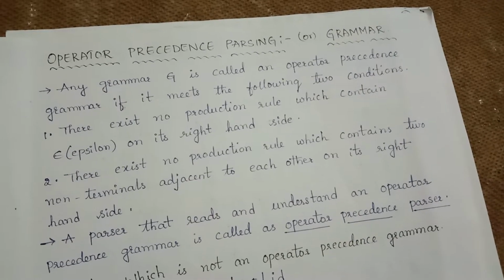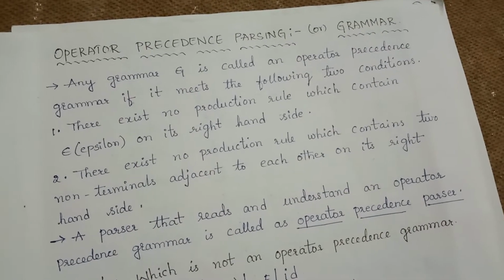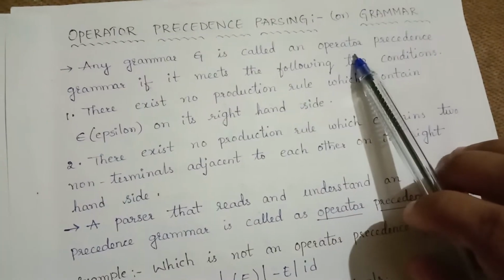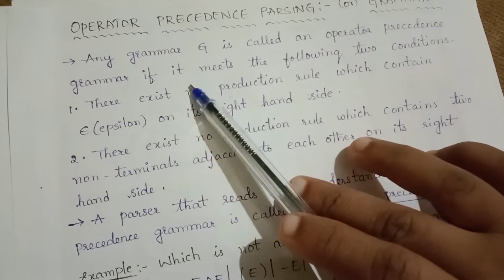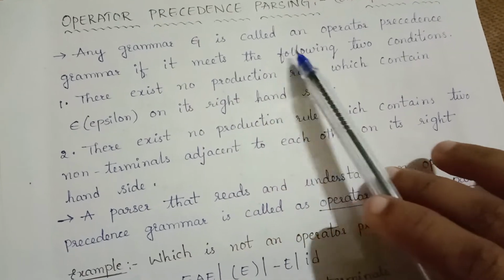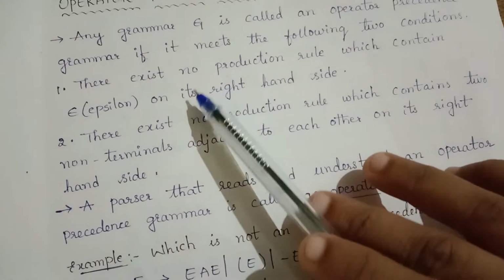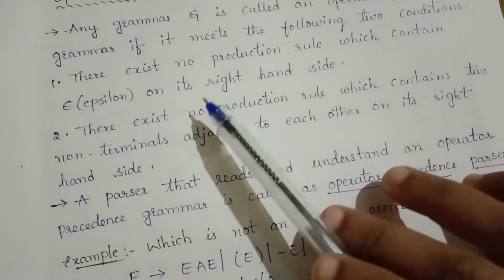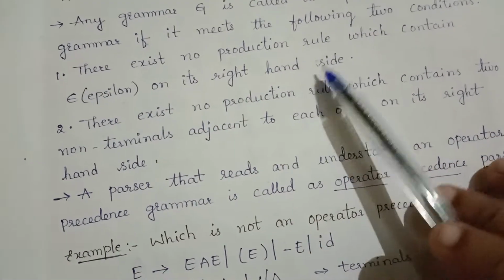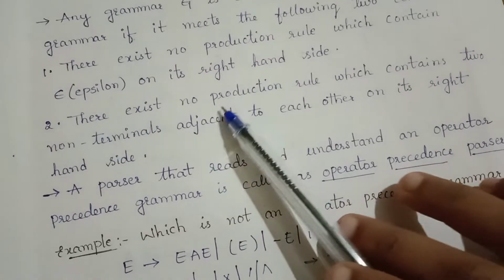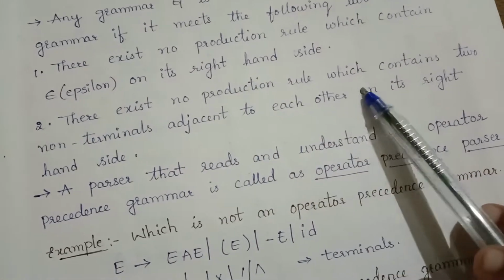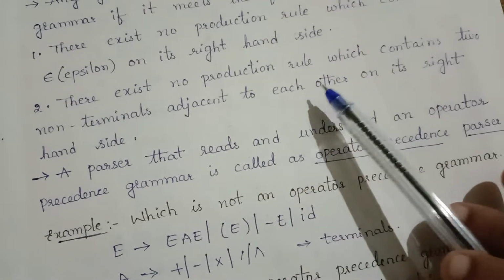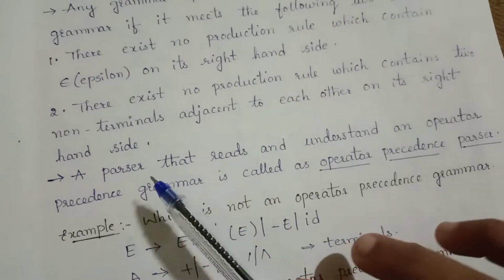Operator precedence parsing or operator precedence grammar. A grammar G is called an operator precedence grammar if it meets the following two conditions. There exists no production rule which contains epsilon on its right hand side. There exists no production rule which contains two non-terminals adjacent to each other on its right hand side.